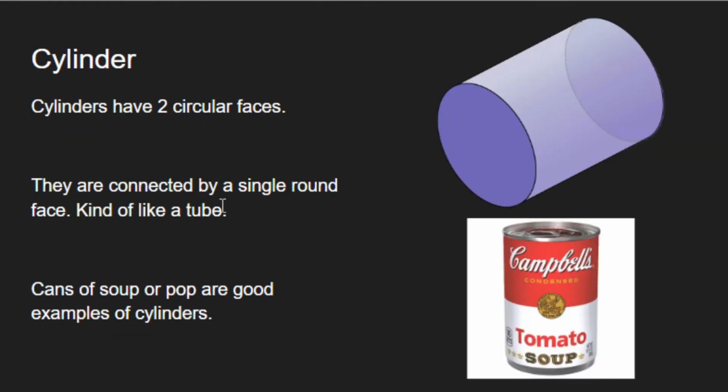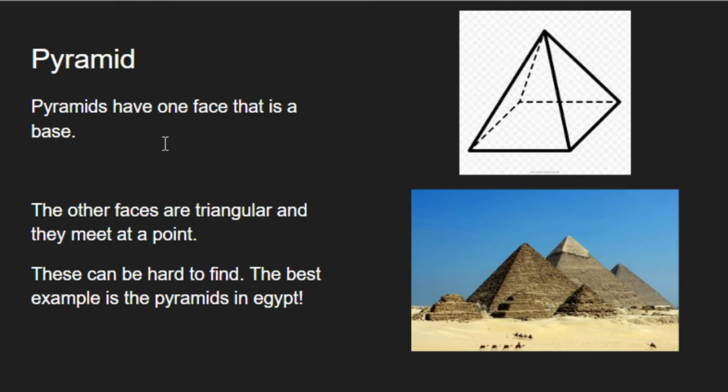Cylinders have 2 circular faces. They're connected by a single round face, kind of like a tube. So you've got your circle face here, and then you've got a tube connecting them. Like we said before, cans of beans or soup or pop are good examples of cylinders. Pyramids have one face that we call the base. So it'll be a square or a triangle or something like that. And the other faces are triangular and they meet up at the top. These can be hard to find, but the best example is pyramids in Egypt. They're literally called pyramids.